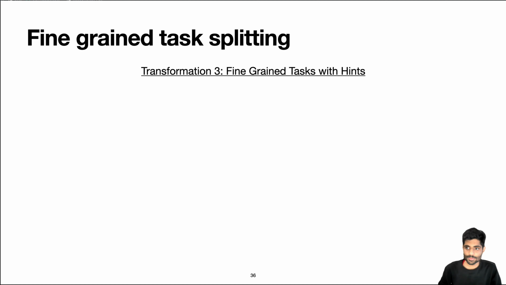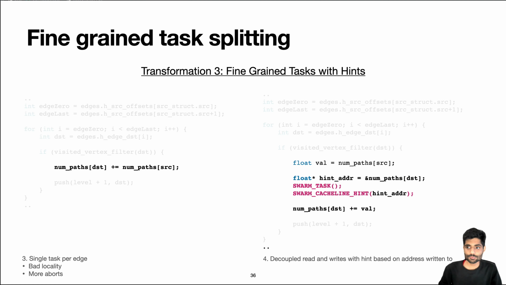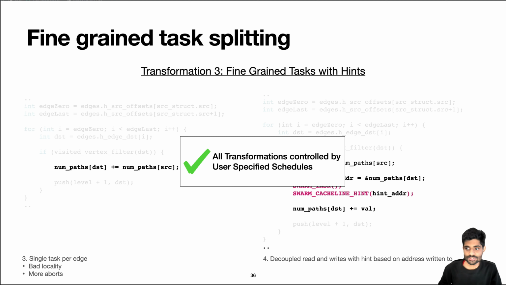Finally, another transformation also splits the large tasks containing multiple reads and writes into finer tasks with fewer memory accesses, and also inserts spatial hints based on the addresses accessed. This reduces the overhead of aborts and also gathers updates to the same memory location to the same tile. This further reduces the number of conflicts. All these transformations together improve the scalability of the generated code.